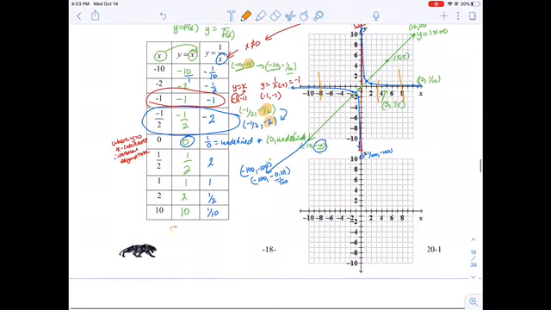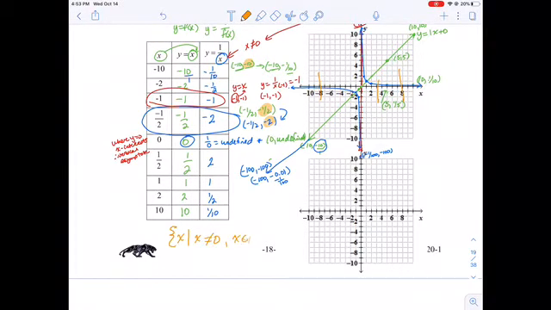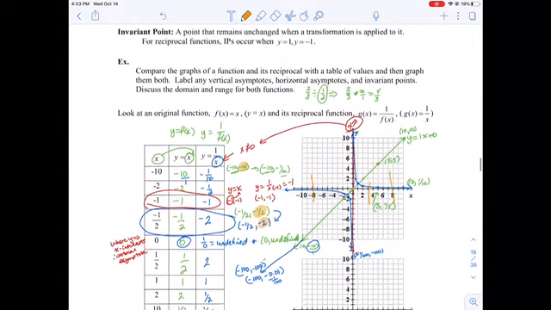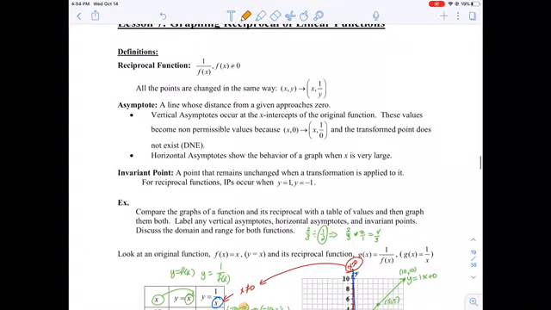So the domain of this function is the set of all x such that x cannot equal 0. Okay, because when x was 0, y was undefined. But it's all real numbers other than that one. And the range, y cannot equal 0. So there is our domain and range for y equals 1/x. A couple of things to notice. The x values, the x coordinates do not change. The y coordinates change. It's the y coordinates that we take the reciprocal of.